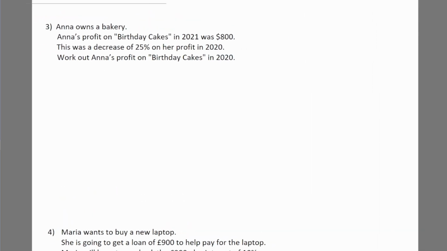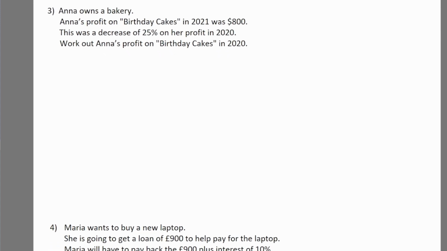Okay, let's take a look at question 3. Anna owns a bakery. Anna's profit on birthday cakes in 2021 was $800. This was a decrease of 25% on her profit in 2020. Work out Anna's profit on birthday cakes in 2020.